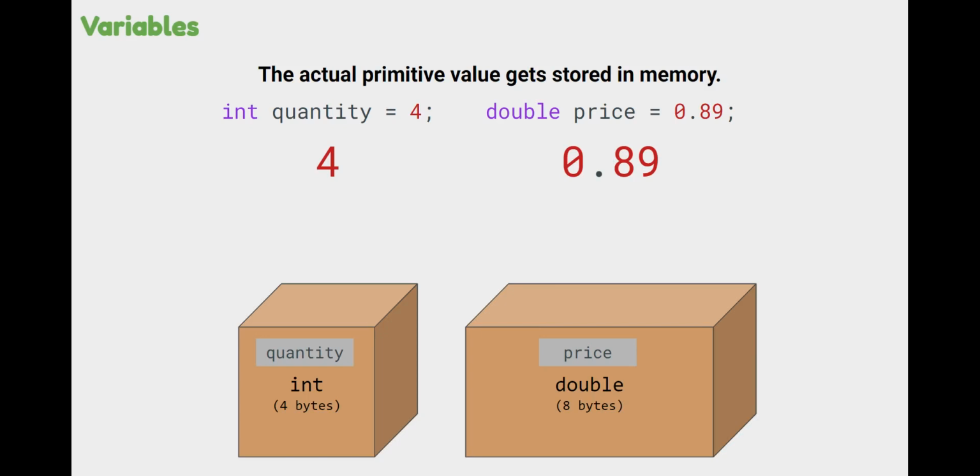So to visualize it, when we declare and initialize a variable of type int and give it the name quantity, what Java does, it goes to its stack memory and it finds 4 bytes of available data and it puts the label of quantity on it. Now, if we declare and initialize a variable of type double and give it the name price, it's going to go to that stack memory and it's going to find a space twice as big because a double takes up 8 bytes and it's going to put the variable label price on it. And then it moves these actual values into those memory locations.